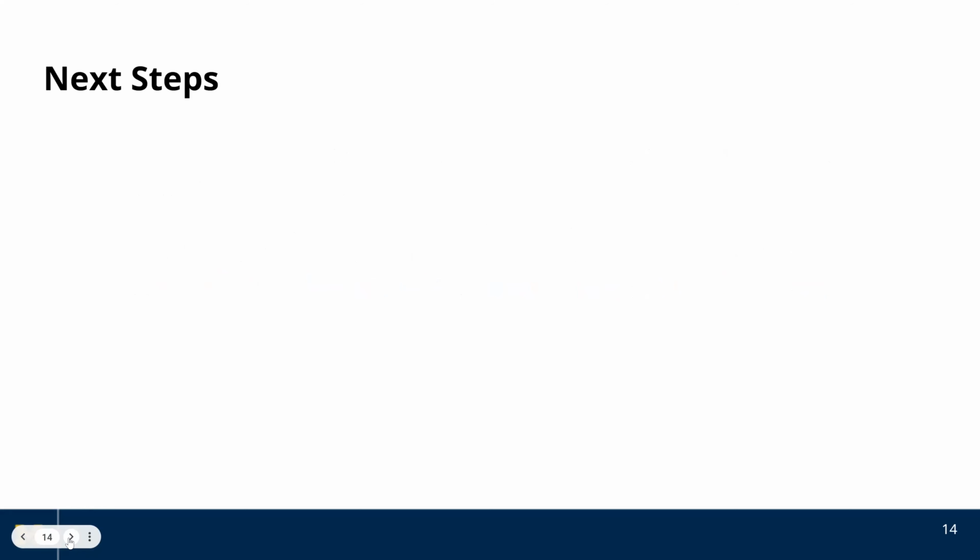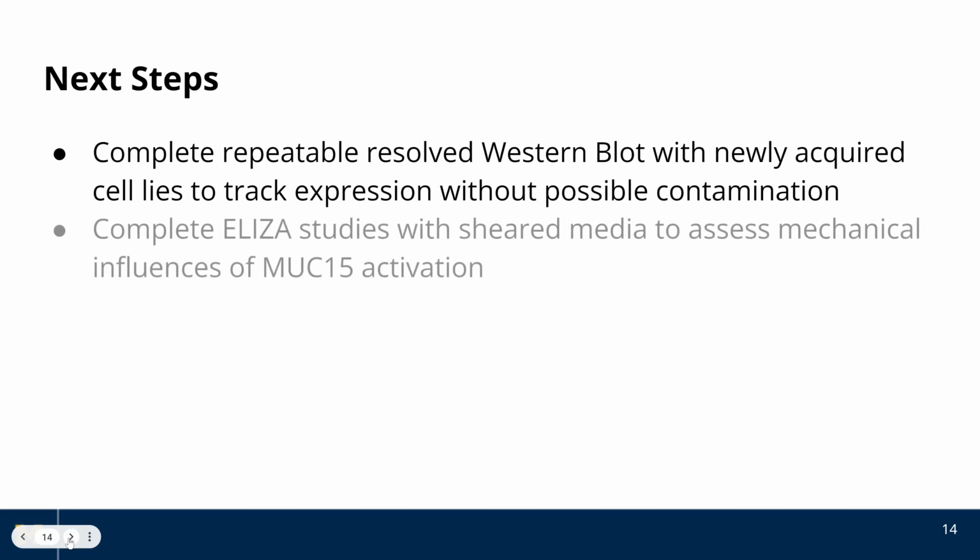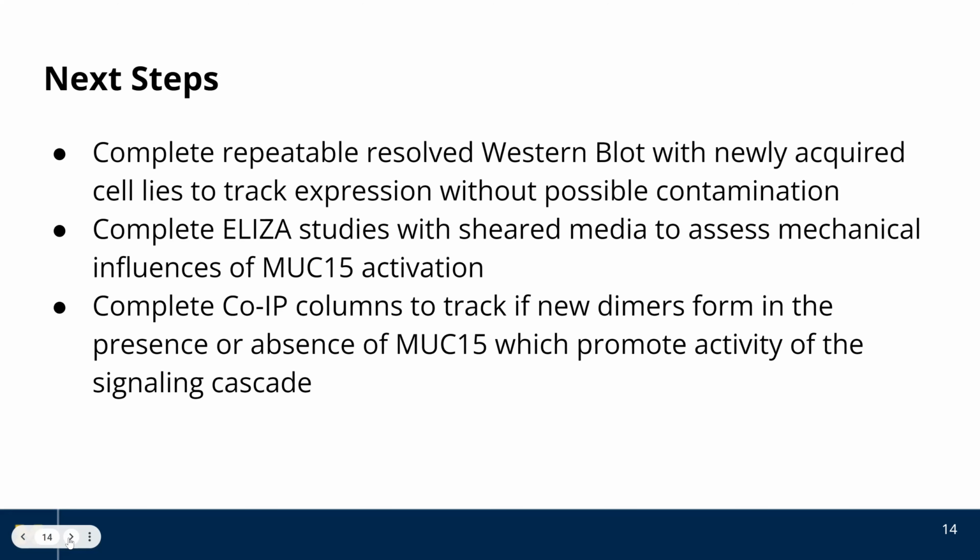And so based on these understandings, the next steps that I'd recommend for this project are starting with new cell lines that haven't experienced contamination and trying to complete repeatable, resolved Western blot analysis with these protein cell lines, and then comparing the expression patterns with the expected MUC15 expression patterns. And then after that, there are two additional types of experimentation that we can undertake in order to connect all of this microbiology work back to the physical work that we've previously done in the lab with shear stress.